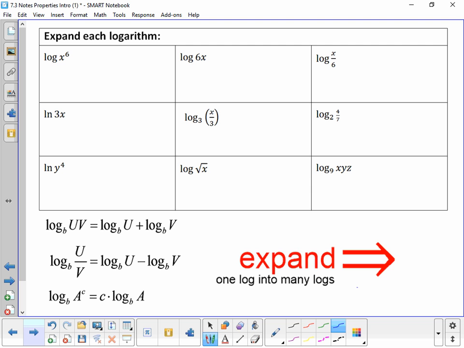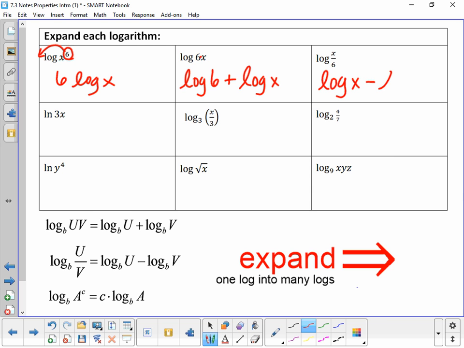So the first one, we're going to expand first. Log of x to the 6th power, if I'm expanding that, I see this power 6, and I bring that down. So 6 log x. Log of 6 times x, I'm going to use the product rule, so it'll be the log of 6 plus the log of x. And log of x over 6, we'll use the quotient rule. Log of x, subtract the log of 6.